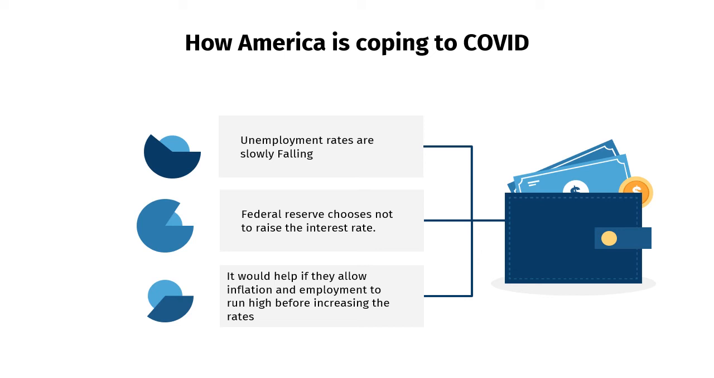As of late, America is finding different ways to cope with COVID. Slowly, as America adjusted to their lifestyle with the pandemic on their hands, the unemployment rates slowly started falling. Yet, Federal Reserve Vice Chair Richard Clarida said that they will not raise any of the interest rates, even though the prior week the central bank did announce that it would allow inflation and employment to run high initially before increasing the interest rates again.